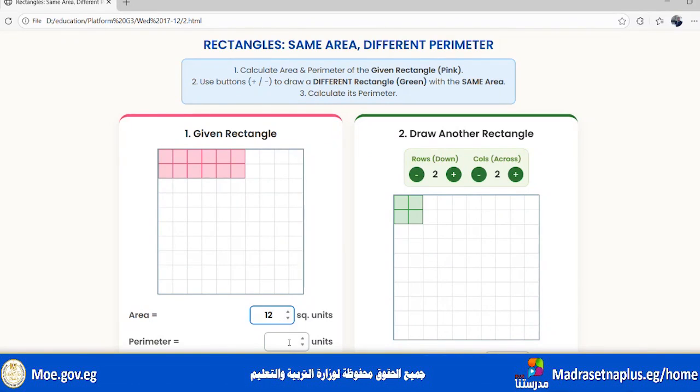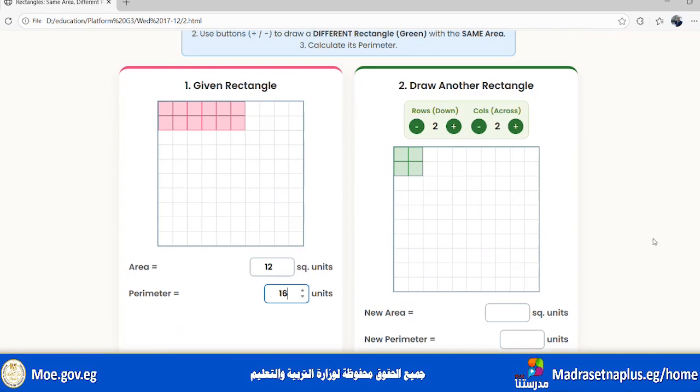What about perimeter? We can get perimeter in many ways too. We can count the border or the frame or the total distance around it, or we can add length and width and length and width. So 6 and 2 and 6 and 2, it will be 16. So the perimeter is 16 units, but the area is 12 square units. With the same area, but different in perimeter.